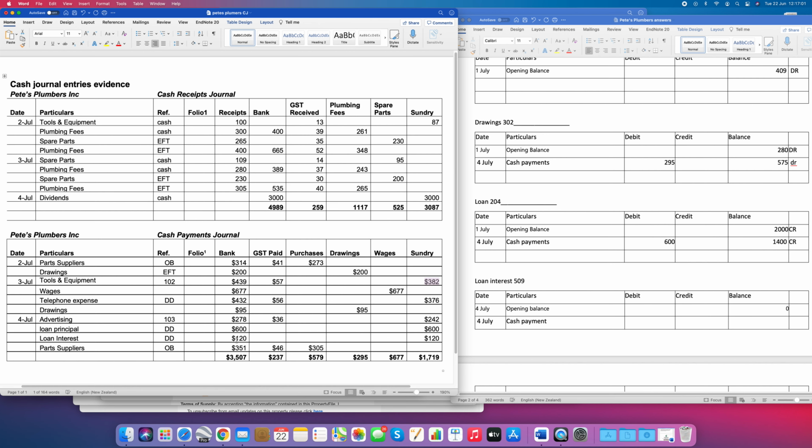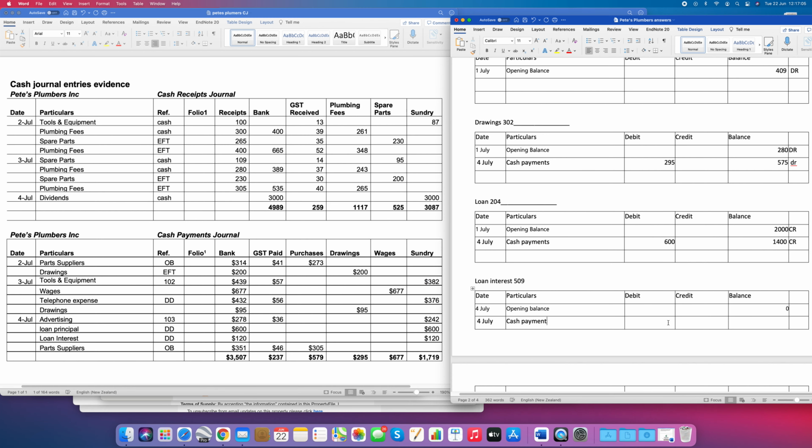It was paid by direct debit out of our bank account. No GST on interest, so it is $120. That is an expense. The cost of borrowing money is interest. And so we've got some interest here as an expense, and $120 goes into the balance because that's all of the money that's gone into that account so far. And because we've put it in the debit column, that means that it is going to have a debit balance.